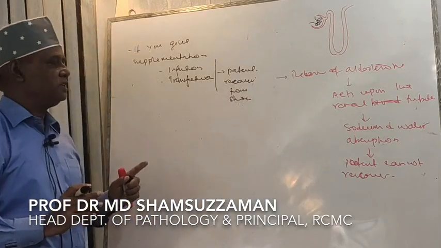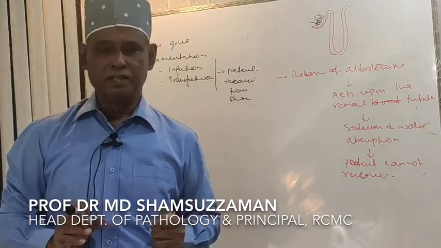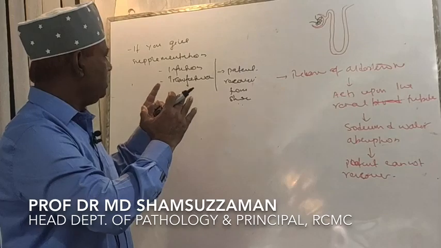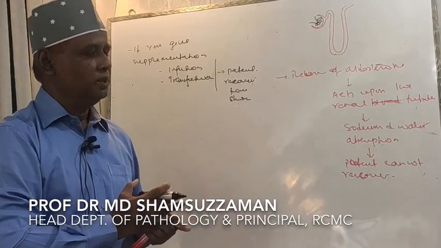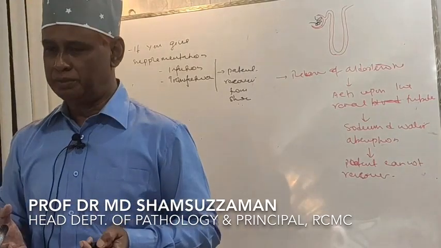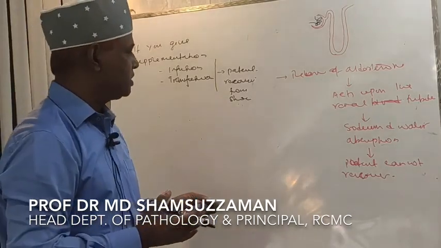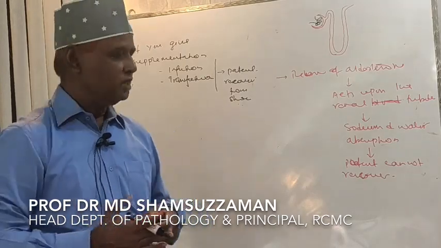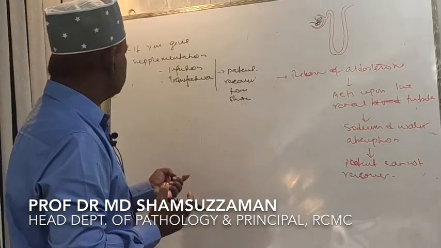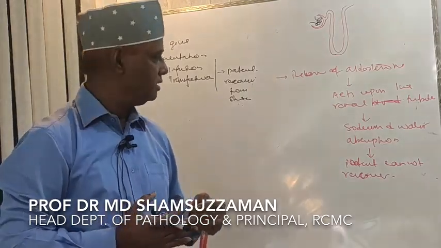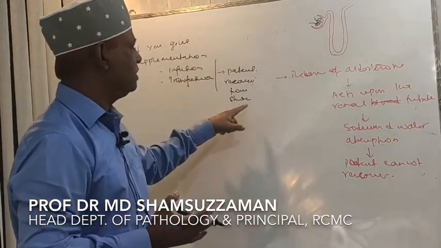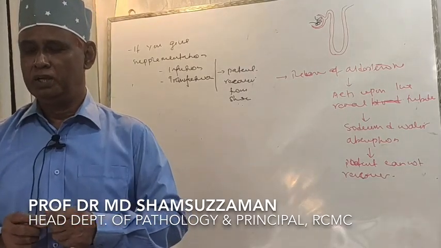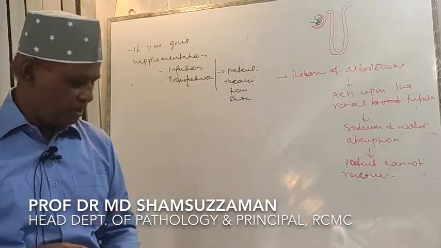Now come to what is the difference between early compensated stage and progressive decompensated stage. In both stages, body tries to compensate. In early compensated stage, compensation is without any supplementation, but in the progressive decompensated stage, if supplementation is given, then there is recovery from shock. This is the difference between early compensated stage and progressive decompensated stage.